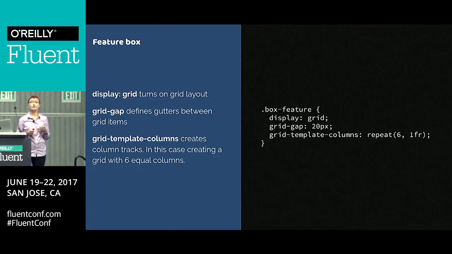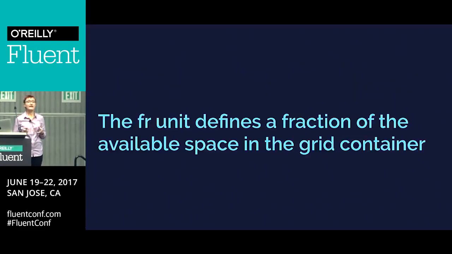So that's the container. We turn on grid with display: grid, and immediately all the direct children become grid items. Grid gap creates a gap between those tracks. Then we define column tracks with grid-template-columns, and the repeat notation I've used creates 6 1fr tracks. That's the fr unit again, defining a fraction of the available space in the grid container.